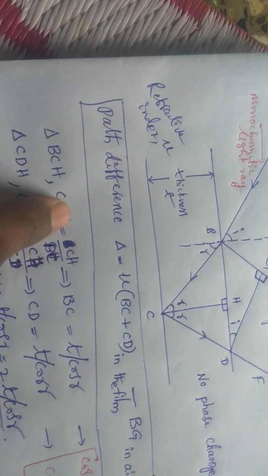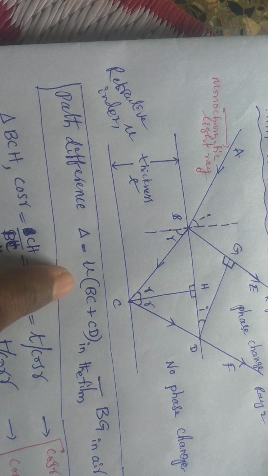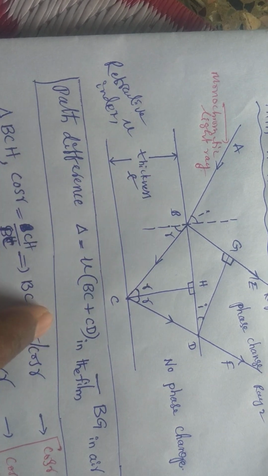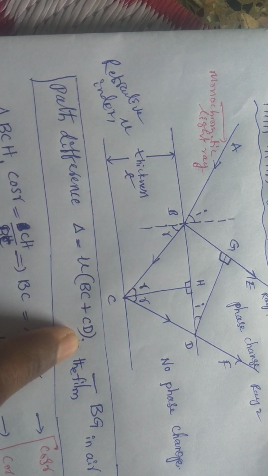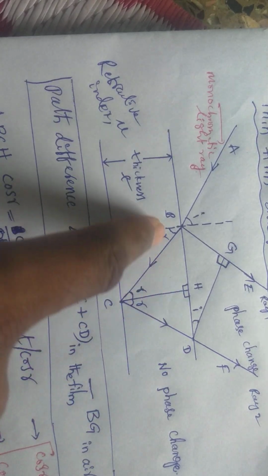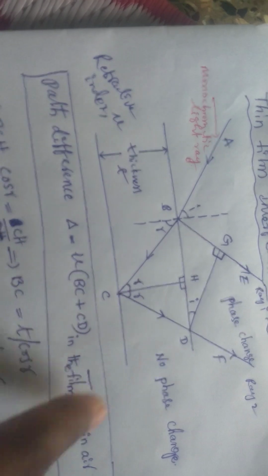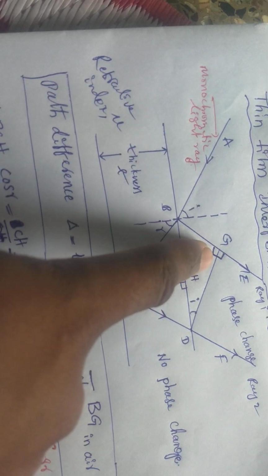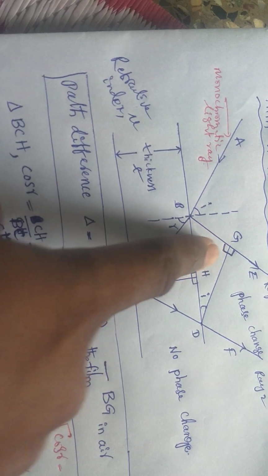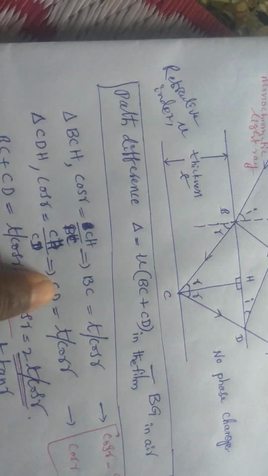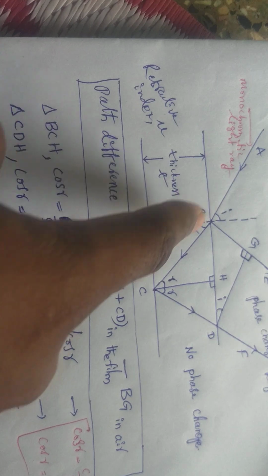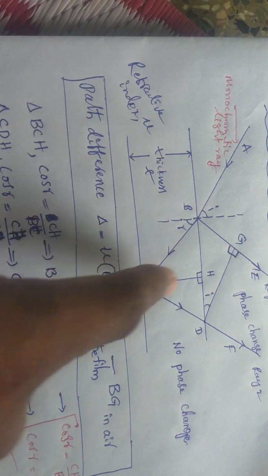Okay, so the path difference delta equals the refractive index of the film times (BC plus CD) in the thin film, that is, inside the thin film propagation, minus BE out of the thin film, in the air medium. So for this we can calculate the BC value, CD value and BE value.